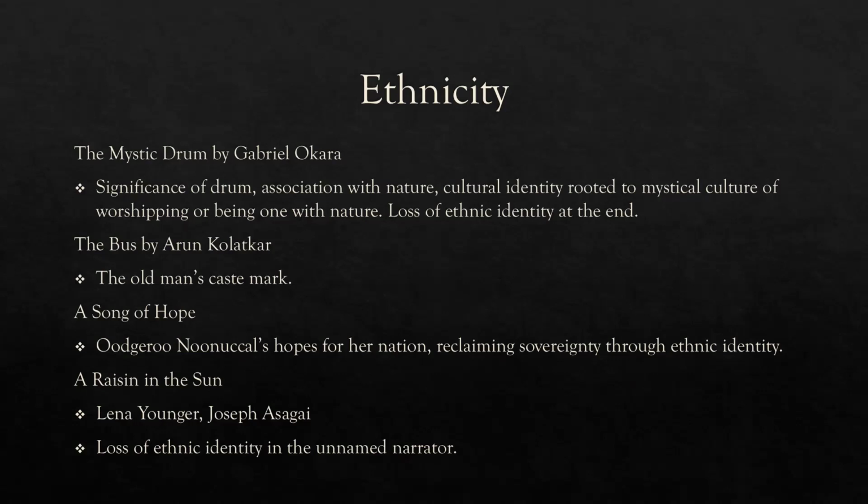Sometimes ethnicity is very important in the creation of national identity, national consciousness. Sometimes ethnicity can also lead to otherization. In A Song of Hope, Udgiru Nonukal keeps hoping and dreaming for her nation, to liberate or decolonize the minds of her people, of the culture that she is part of, and she is reclaiming sovereignty. Sovereignty means independence. She is reclaiming sovereignty through ethnic identity by stressing what they are capable of, listing all the dreams and hopes. She is harking back, going back to her ethnic roots.